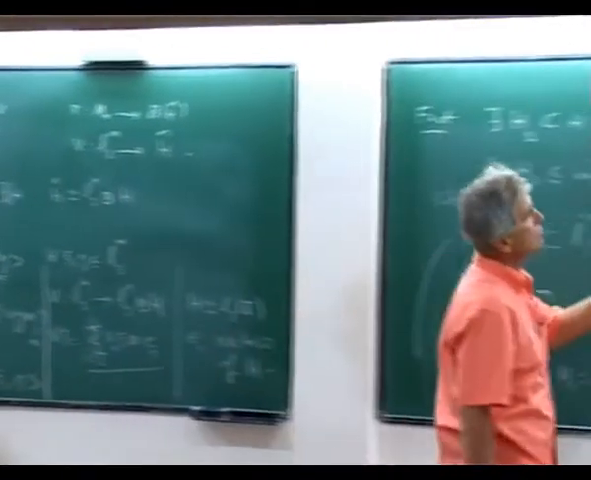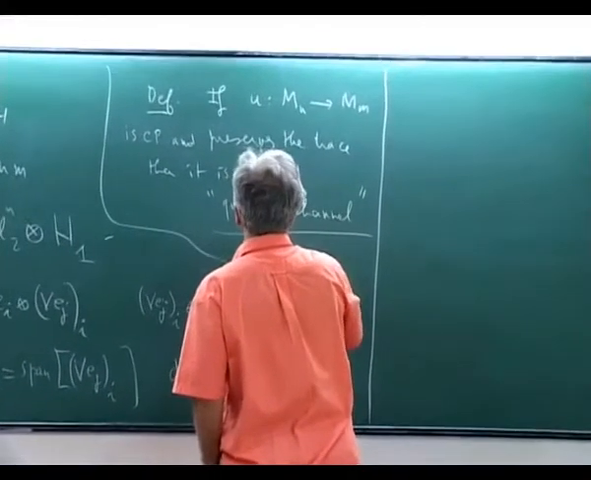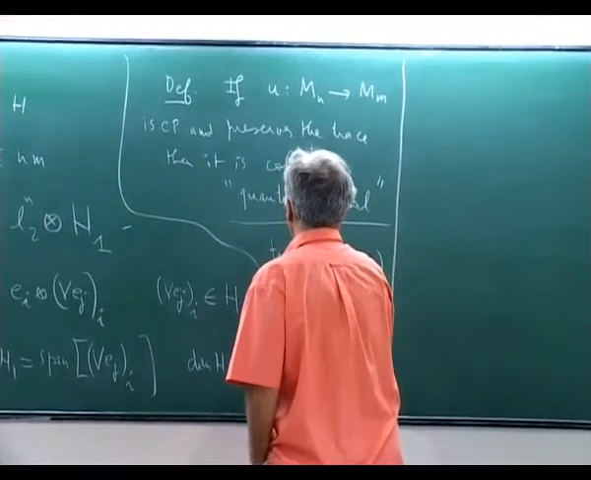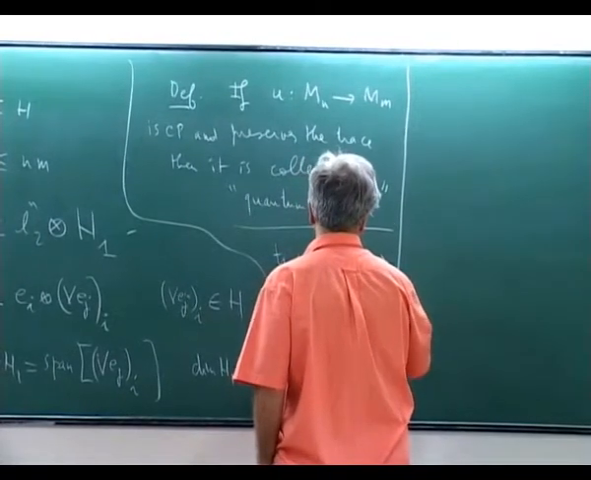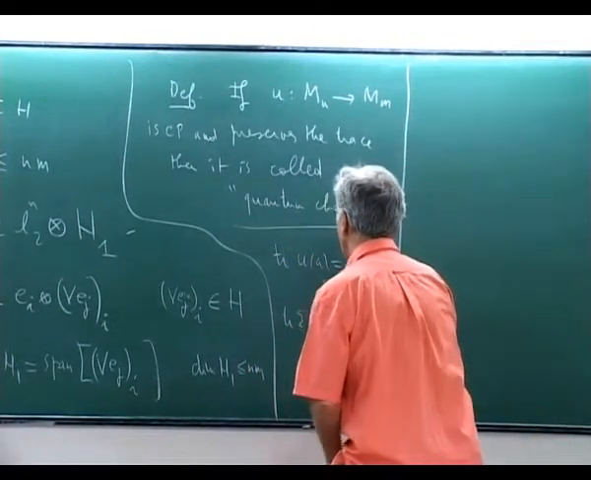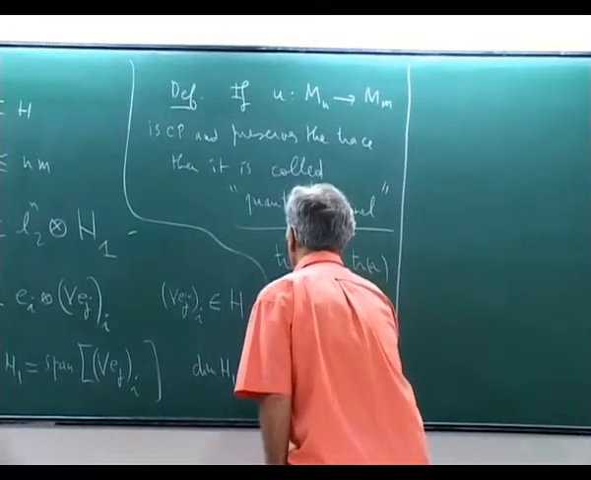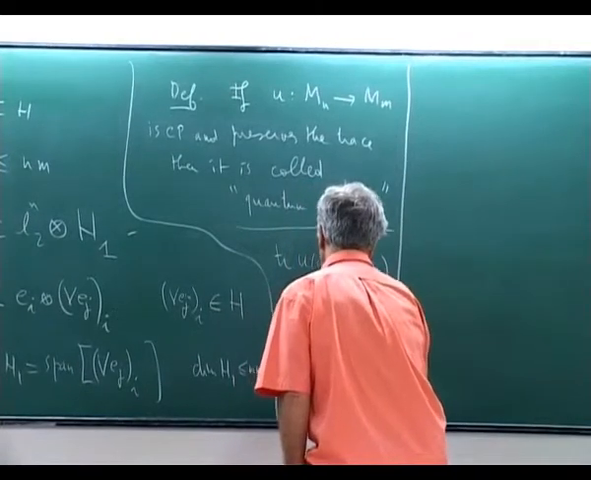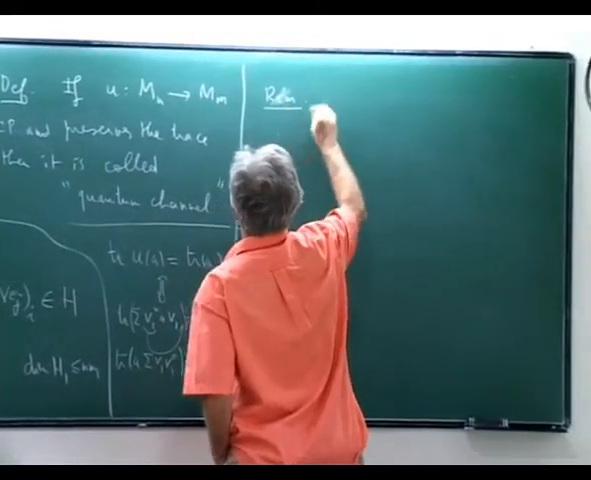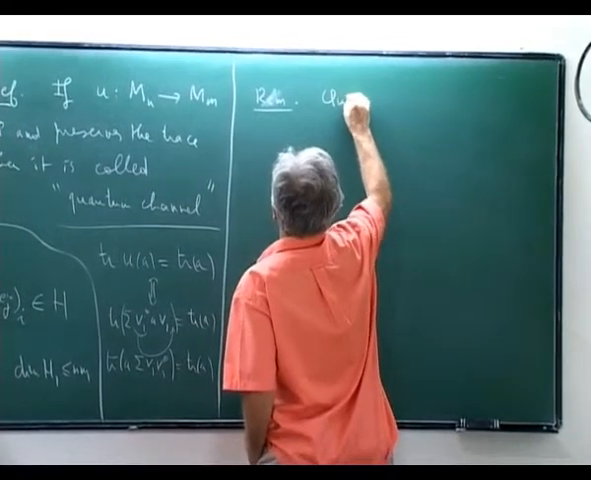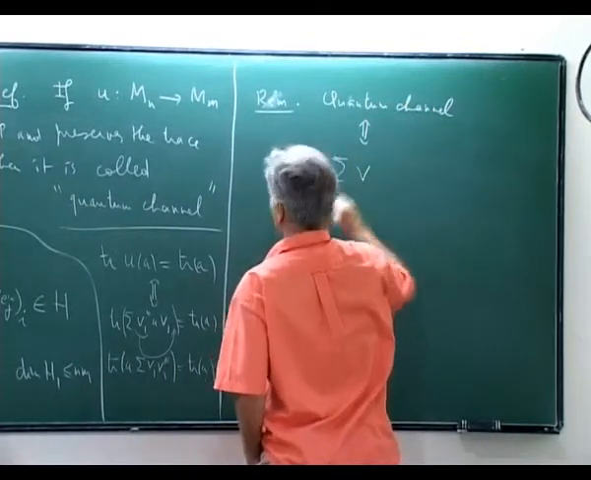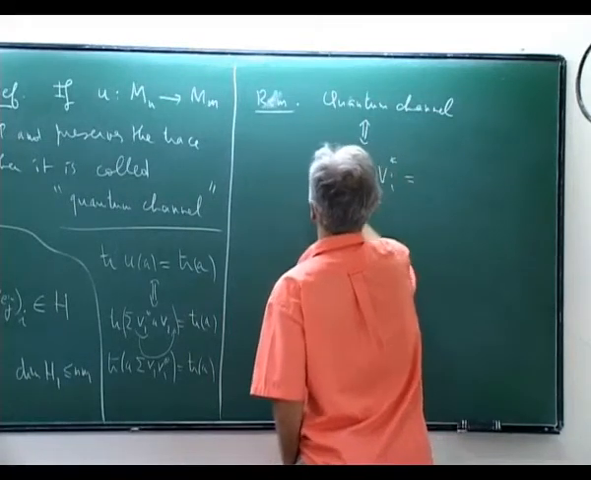The fact that it preserves the trace means that the trace of U of A is equal to the trace of A. This is easy to see. It means that the trace of the sum of VI star A VI is equal to the trace of A. By the property of the trace, VI star can go here. And so this means the trace of A times the sum of VI VI star is equal to the trace of A. So here is a remark: quantum channels are characterized by the fact that the sum of VI VI star is 1.